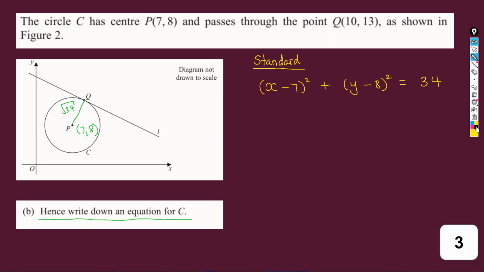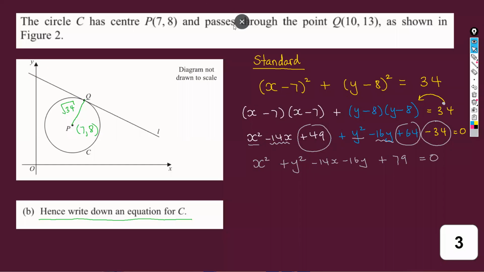Right, but this is the standard equation. I think you all know what to do in order to get the general. You just have to expand the brackets. So I'm going to help you out here. I use a different color. And this here, well, all the working is here now. This here is your general equation, right?